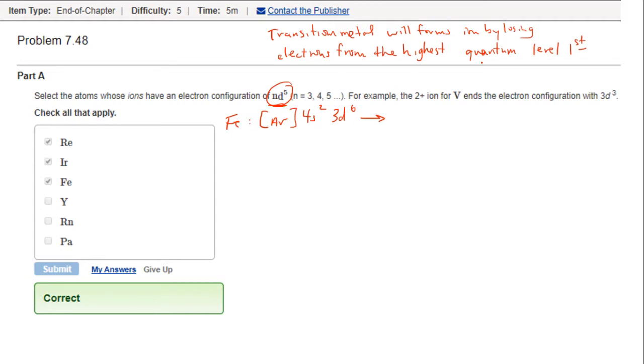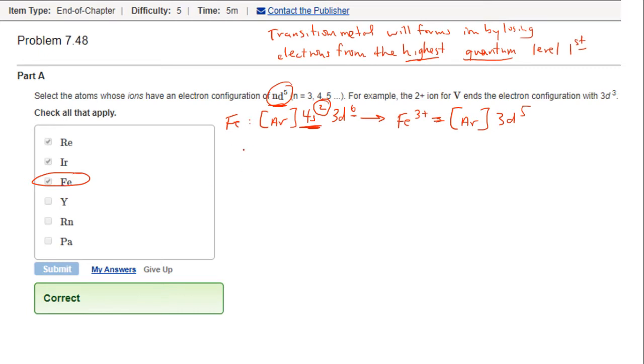And so what does this mean? How are we going to lose those electrons? We're going to lose them right from the highest quantum level first. So if we want to form iron 3+, we'd have a condensed electron configuration of argon, and we need to lose 3 electrons, so we would lose 2 electrons here from our highest quantum level first, and then we would need to lose 1 electron from our d orbital. So at the end of the day, iron 3+ would have an electron configuration of 3d5. We lost 2 electrons here, followed by 1 electron from the d orbitals. So iron could obtain this nd5 configuration.